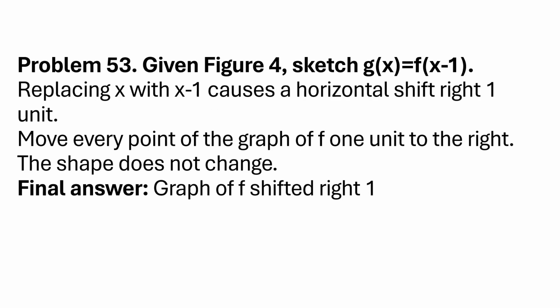We are given the transformation g of x equals f of x minus 1. Whenever we replace x with x minus 1, the graph shifts 1 unit to the right. Every point on the original graph moves exactly 1 unit right. The shape of the graph remains unchanged.